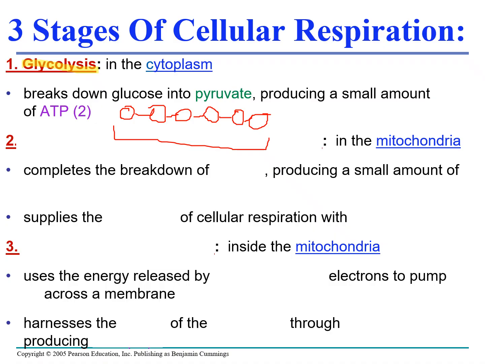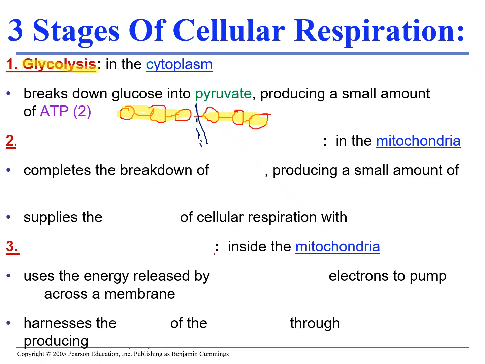Now, when I break this down into a half, so if I cut this up right here in the middle, that would mean that this half is a pyruvate and this half is a pyruvate. So that's why glycolysis results in 2 pyruvates from just 1 glucose, and 2 ATP are produced.